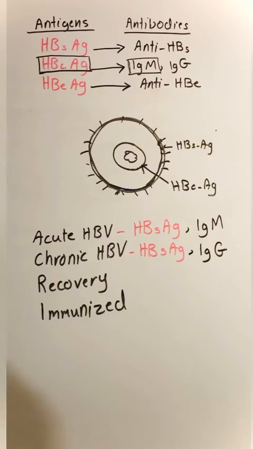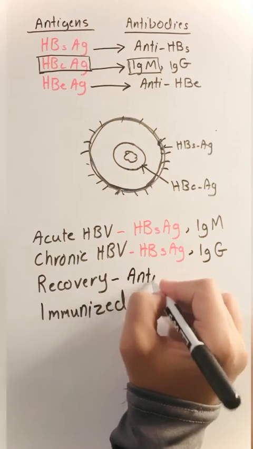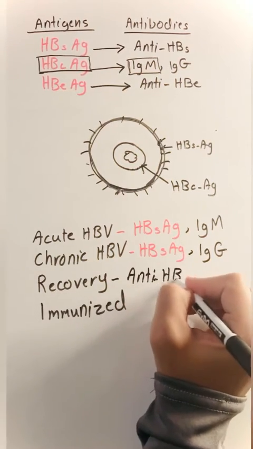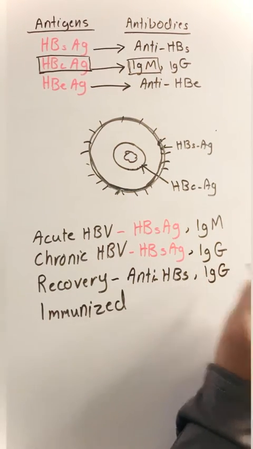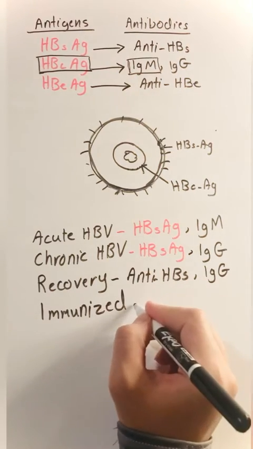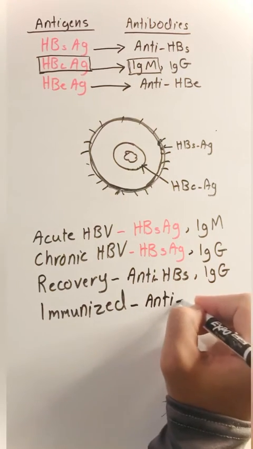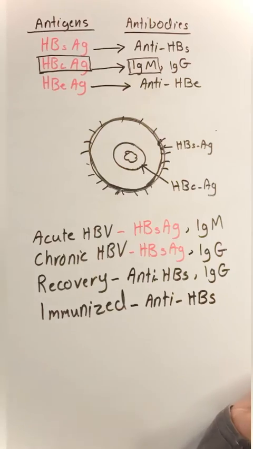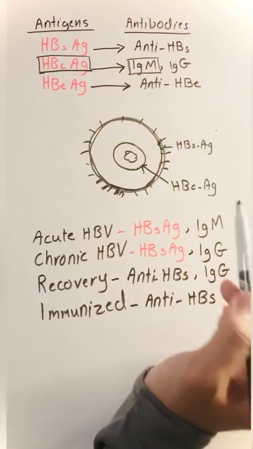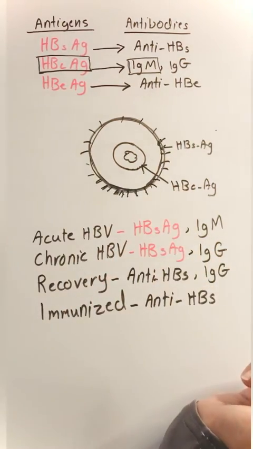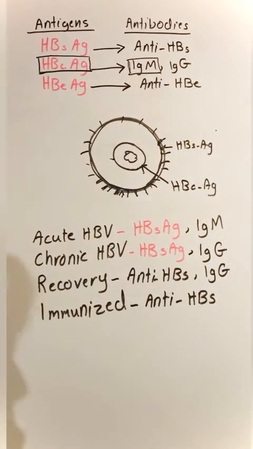For a person who's in recovery, there are no antigens. We should be finding anti-HBs, anti-surface antigens, and also the anti-core antibodies, IgG. For an immunized person, we will find anti-HBs, anti-surface only, because the immunized person has developed antibodies to the surface antigen, not to the core, but the infected person has developed antibodies to the core as well.